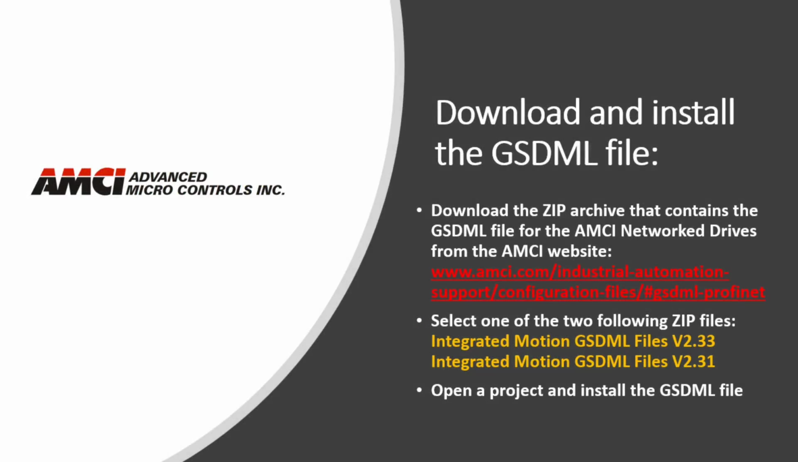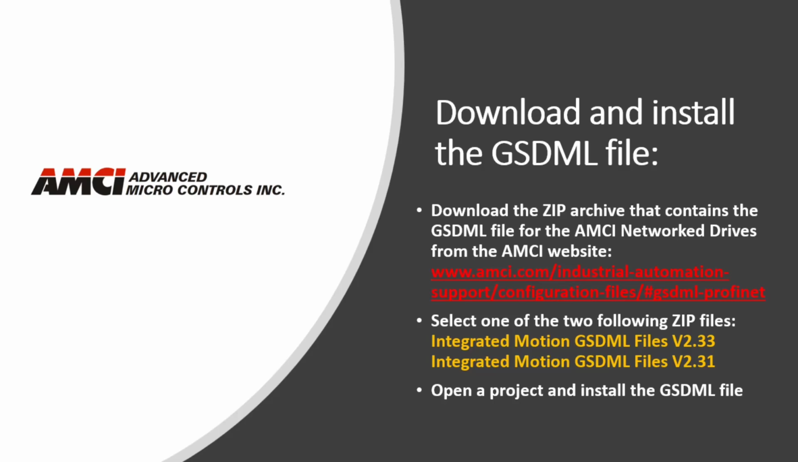The next step is to obtain the GSDML file that is available on our website as a zip archive file that you have to download, unzip, and save in some known location on your PC. Also note that the GSDML file is common for all our networked drives. As you can see, there are two versions of the same file. The most current one is version 2.33, and for customers with platforms that do not support the latest one, there is version 2.31.